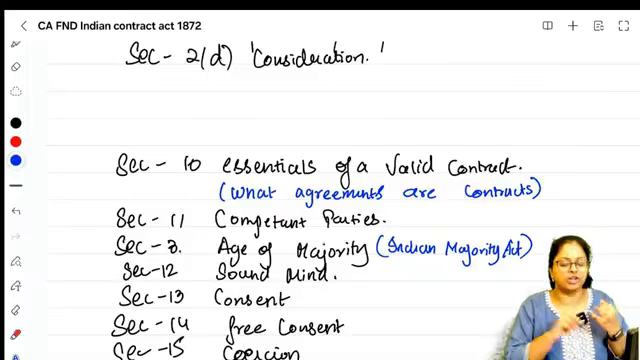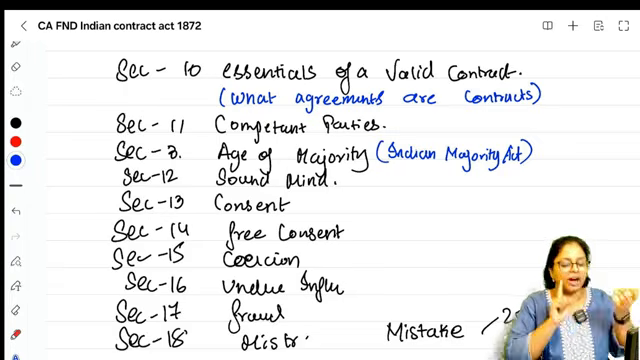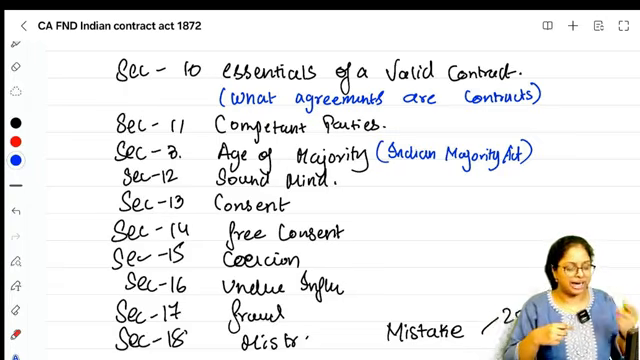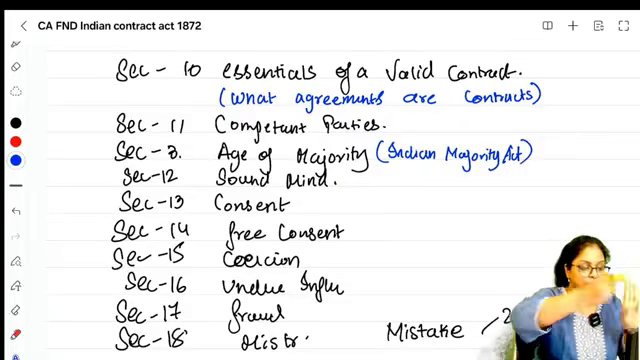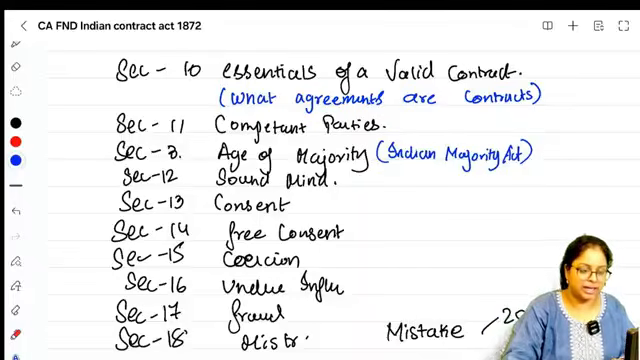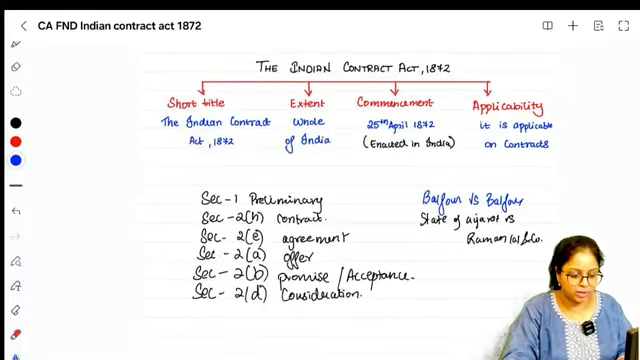Section number 13 talks about consent. 14 talks about free consent. 15 is coercion, 16 undue influence, 17 fraud, 18 misrepresentation. Skip 19, go to 20, 21, 22, which is mistake. Is that absolutely clear, guys? All the sections absolutely clear. Are you able to remember?